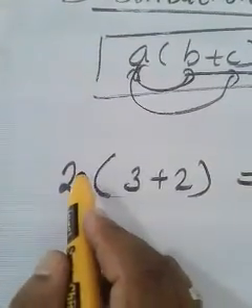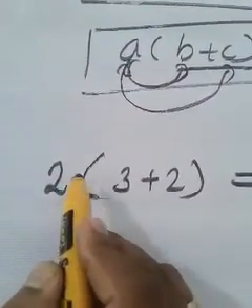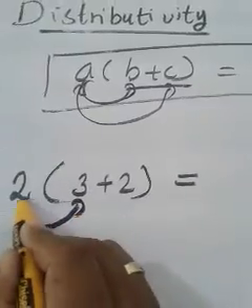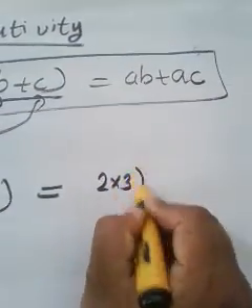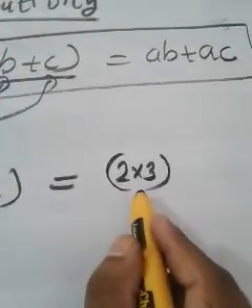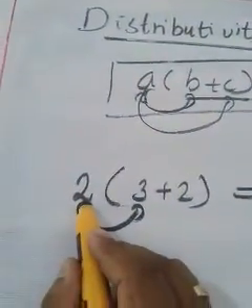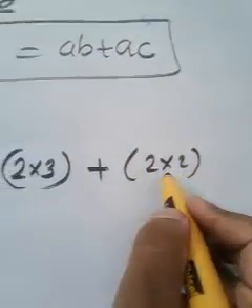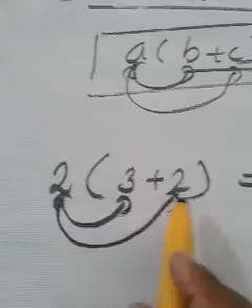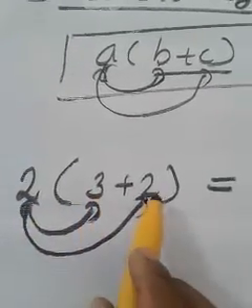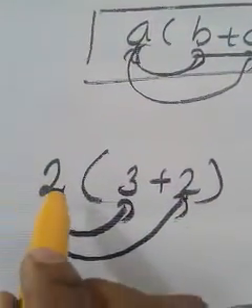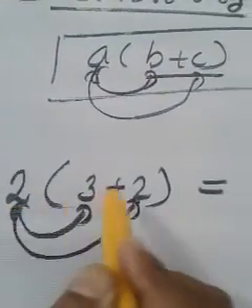We read it as 2 into 3 plus 2. If there is no operation, that means there exists into. How can we calculate? You just multiply 2 and 3. We write 2 into 3 in a bracket. Then the sign is plus, so write that plus. Then we multiply this 2 into this 2, that is 2 into 2, in a bracket. This 2 is common for 3 and 2. Why? Because 3 and 2 are kept in a bracket, and 2 is outside. That means 2 is common for 3 and common for 2.